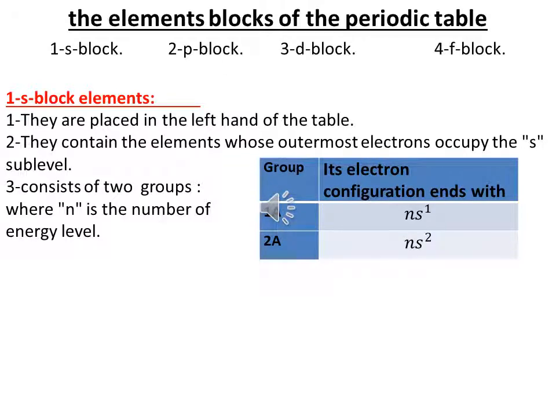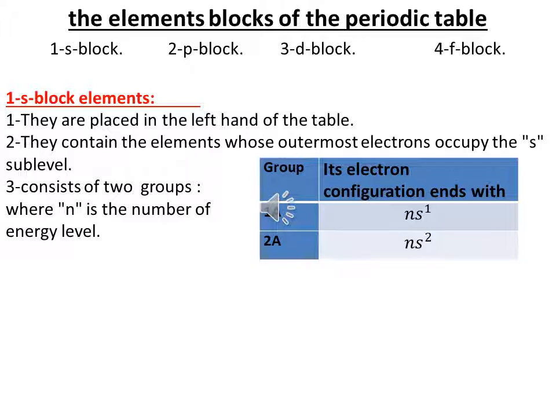Today I'll talk about the element blocks of the periodic table. The periodic table consists of S block, P block, D block and F block. First one, S block. They are placed in the left hand of the table.